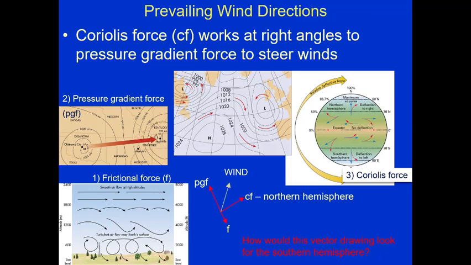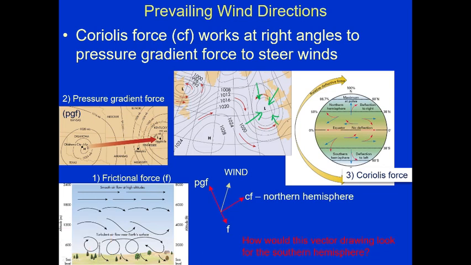Okay, now if you think about this, take another look at these maps with the isobars. So imagine this is the pressure gradient force heading into the low pressure system, right? So that's the pressure gradient force that I drew in green.